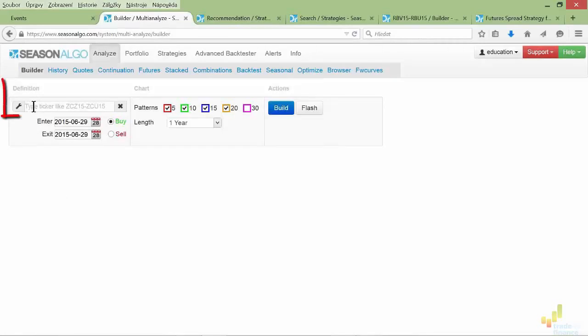define the spread. So here we can type the ticker of the spread, and we can define the trading window in here, and we can also define the historical patterns which we would like to display and analyze later on. But first of all, we would probably start with searching for a spread.